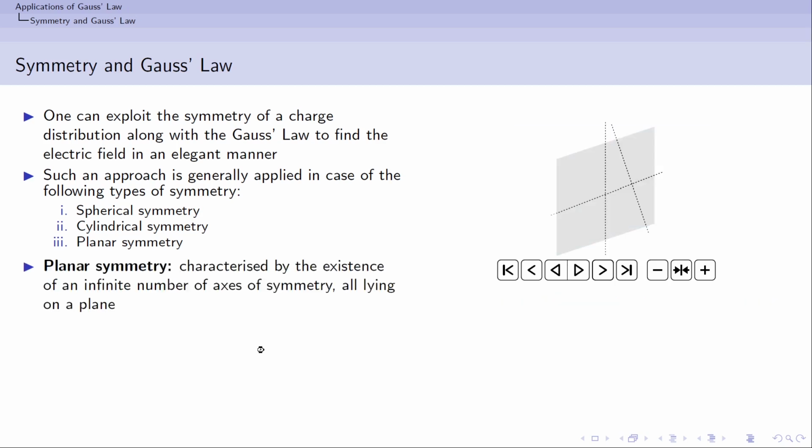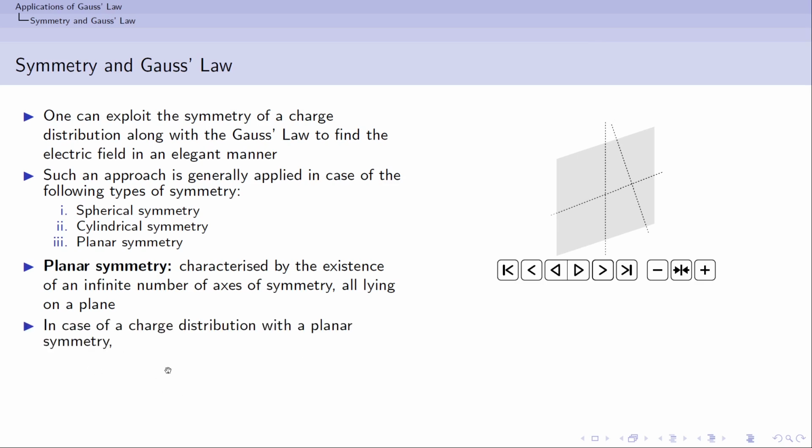Now coming to planar symmetry. So we can characterize planar symmetry by the existence of an infinite number of axes of symmetry, all of which lie on a plane. So we have a single plane, and on this plane we could have an infinite number of axes of symmetry. So this could be an axis of symmetry, this could be an axis of symmetry, this could be an axis of symmetry, okay. Any line which lies on this plane could be an axis of symmetry.